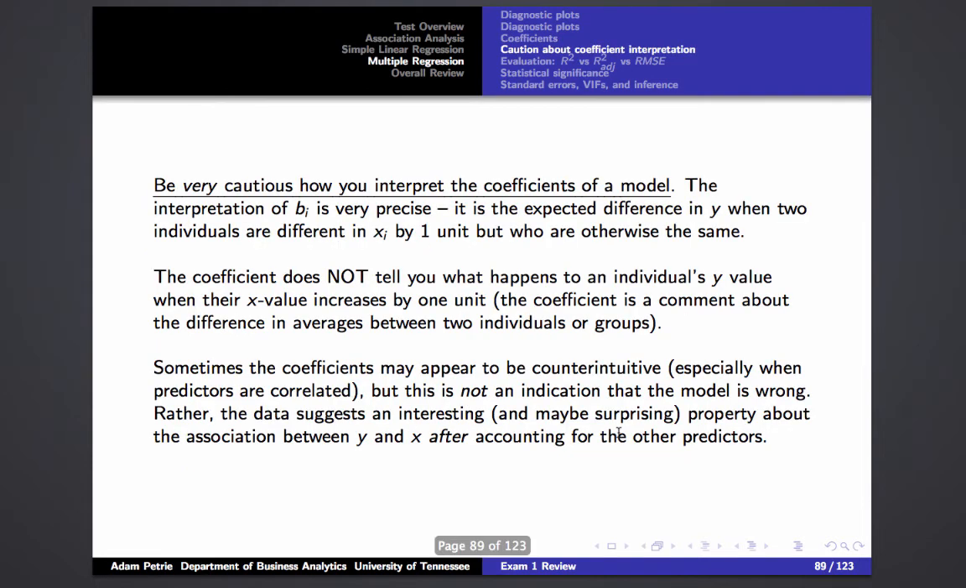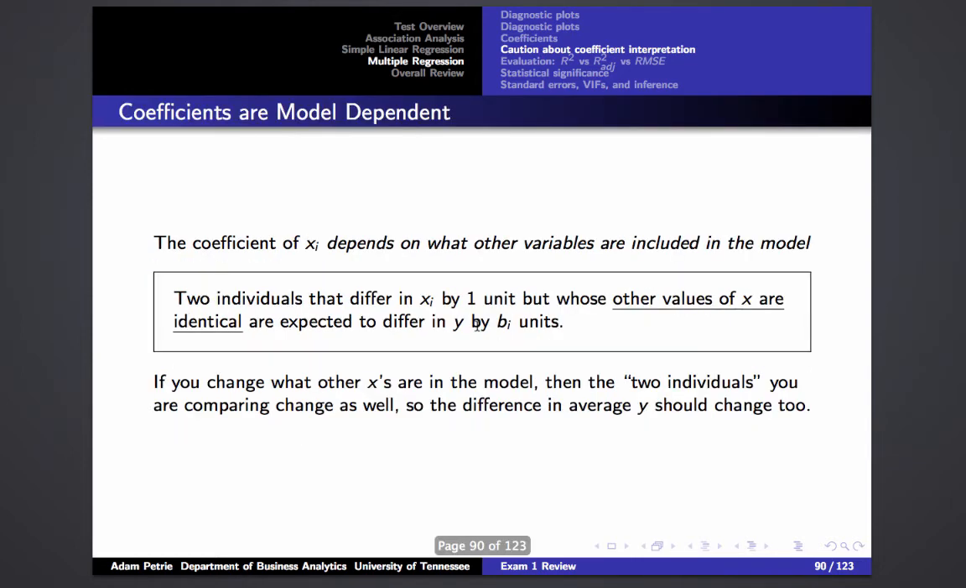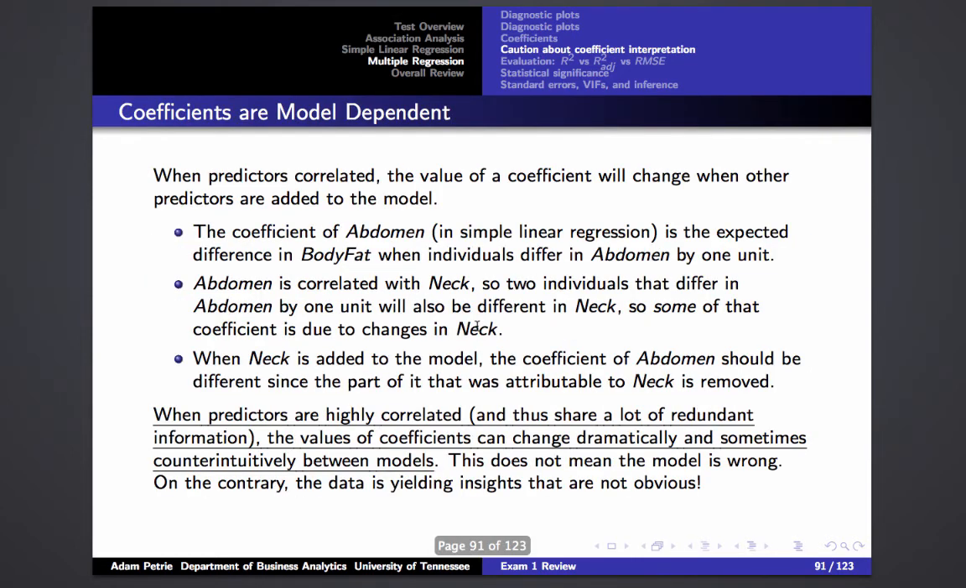Okay. Once again, the coefficient does not tell you what happens to an individual's y value when their x value increases or decreases. It's really comparing two groups of individuals who are completely identical with respect to the other variables in the model, except they differ in xi by 1 unit. Okay. So, we got that.